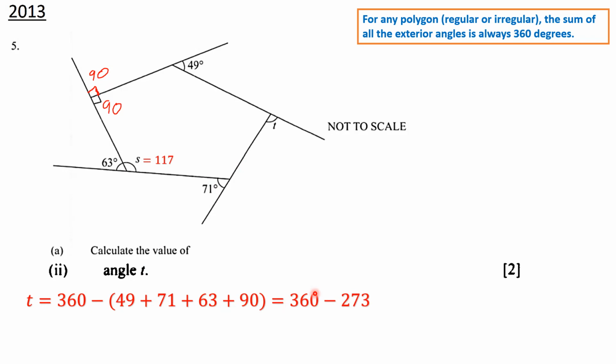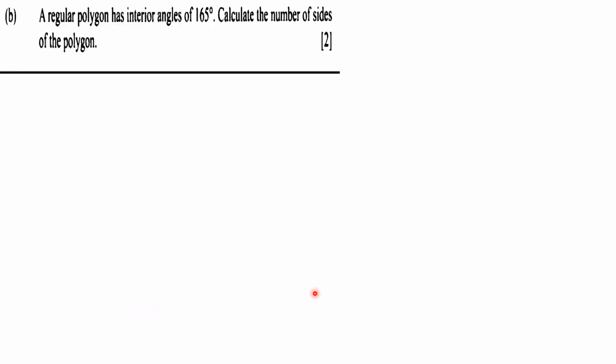That's going to be equal to 87. And so that means that T equals 87. Okay, let's move on to the next question.